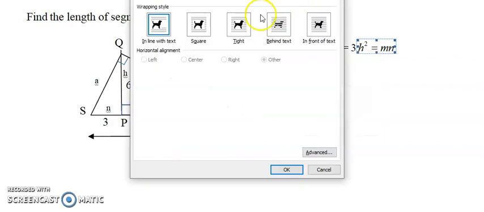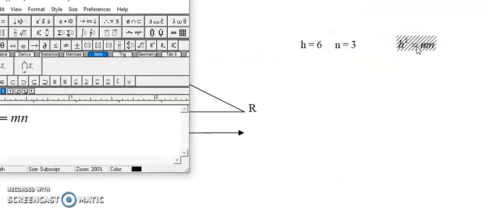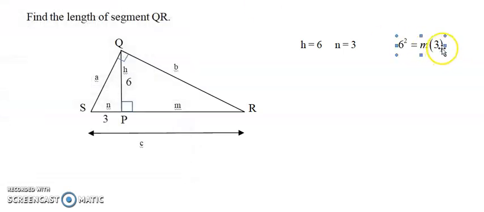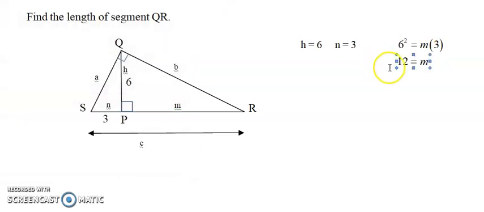So I can plug in what I know. I know that H is 6. I know that N is 3. And when I solve for M, what I'm going to end up getting is 36 divided by 3. That means that M is 12. So I found one of them. M is 12. Now I know H, N, and M.